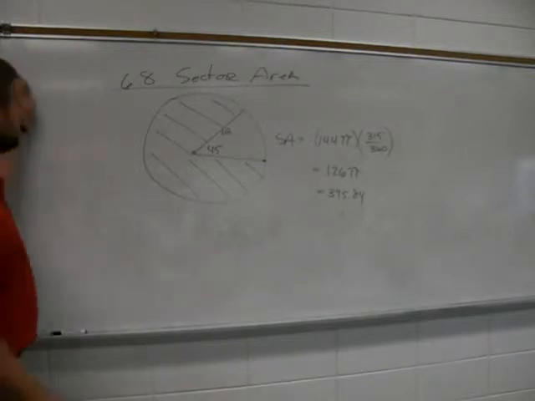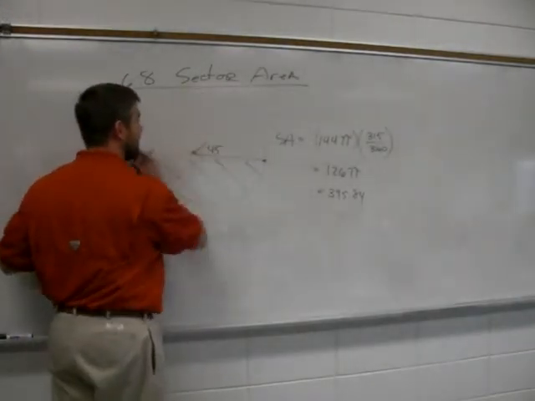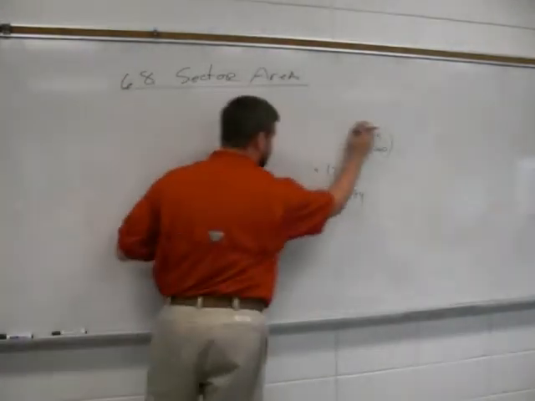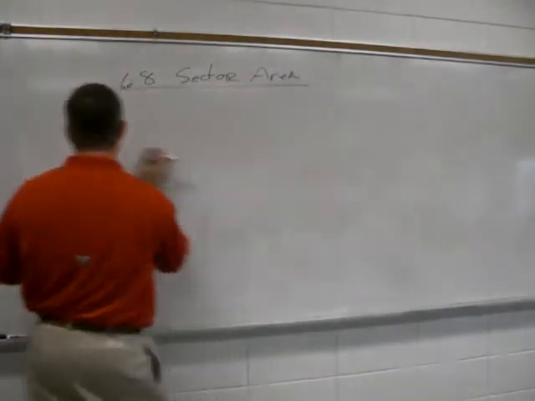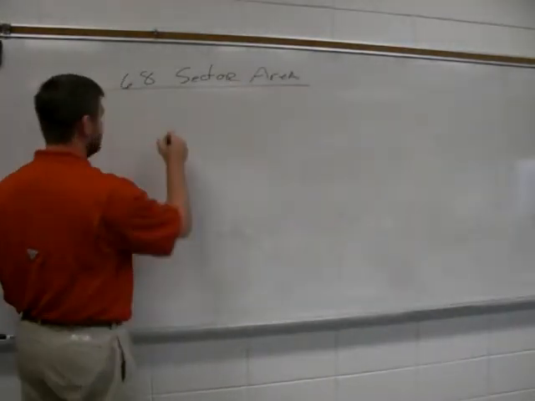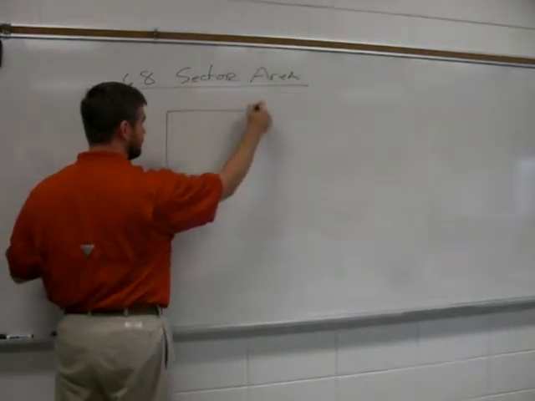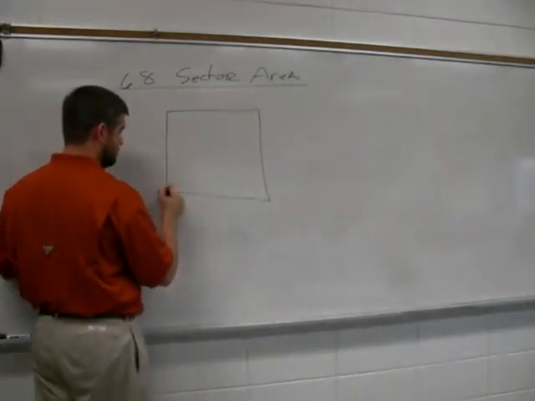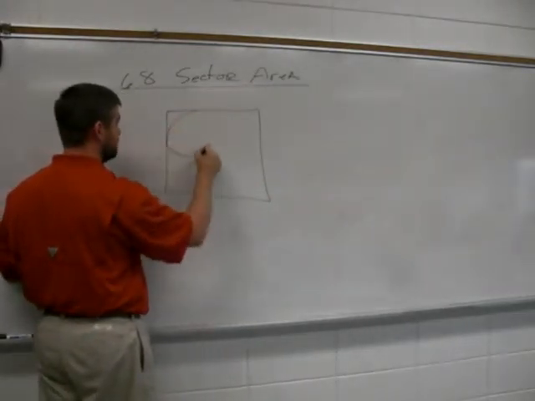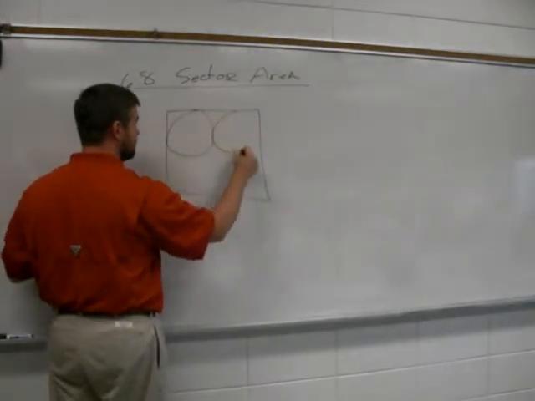Now, let's talk about fun type problems. All right? How are they going to make these problems interesting? By not giving us the radius. By not giving it to us at all. Making it a square. By inscribing a circle. We had one of these on our summer.